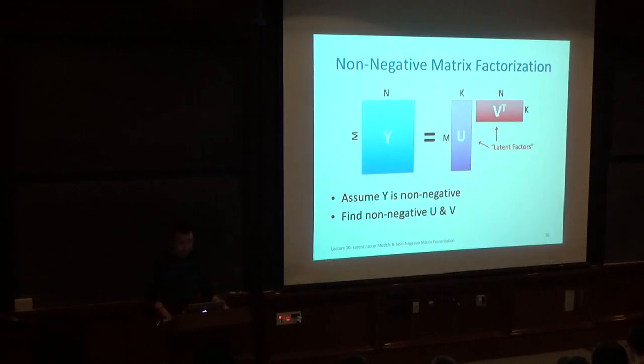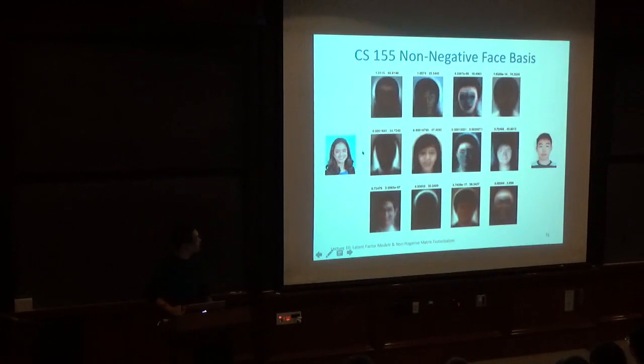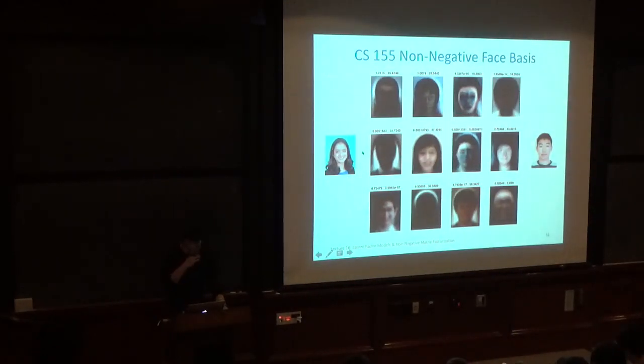And so we could do this for faces and other images, where this could be the pixel values at different pixels and people, and you get something that looks like this. And now I'm using the actual values. So each of these is the actual face basis. I don't have to do some weird shifting to actually visualize things because none of the values are negative.